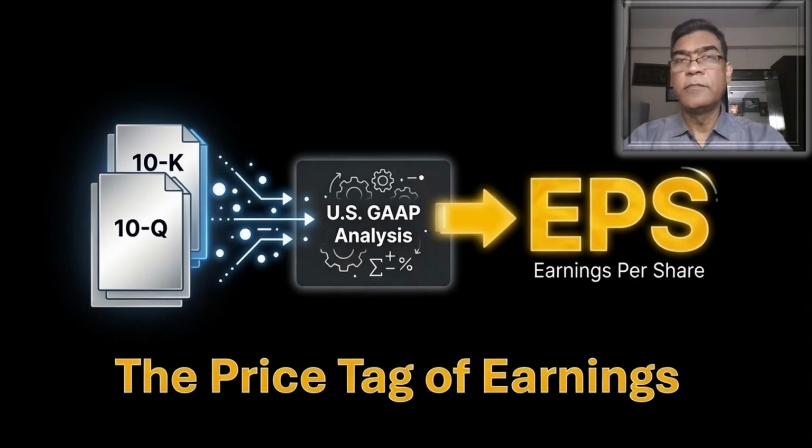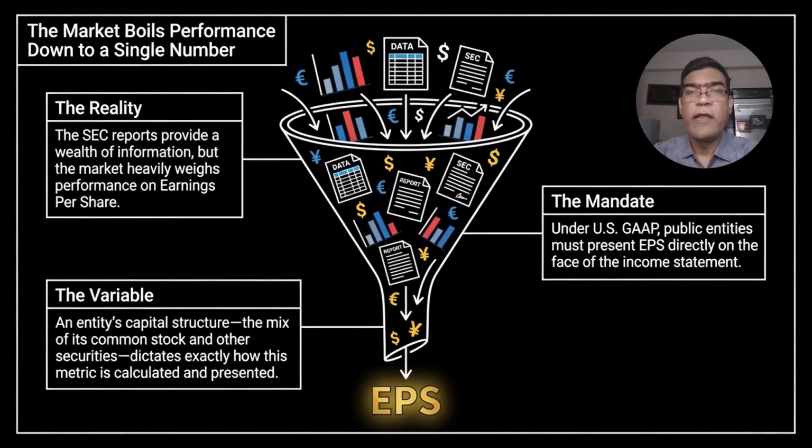Alright, let's dive in. The SEC reports provide a wealth of information, but the market often boils performance down to a single number, earnings per share, more than just a number. EPS is a key indicator used by investors to evaluate a company's performance and profitability. Under US GAAP, public entities must present EPS on the face of the income statement, not buried in the notes, but displayed front and center. An entity's capital structure dictates EPS reporting. It determines how it is calculated and presented, setting the stage for basic EPS, diluted EPS, and the time travel rule.